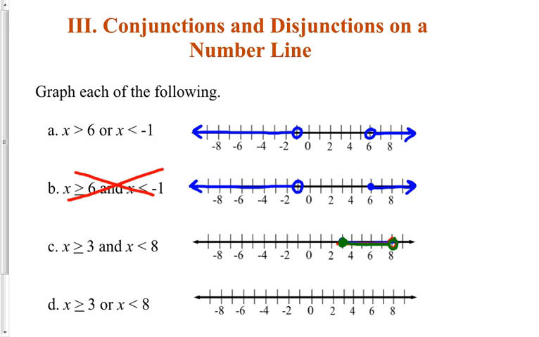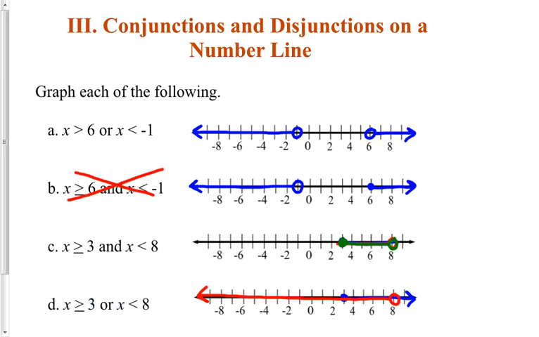Finally, part D. X is greater than or equal to 3, or x is less than 8. Well, greater than or equal to 3 is graphed there, and less than 8 is graphed there. Now the statement in part D is a disjunction because of the use of the word or. That means we need to satisfy one or the other inequality, or both of them at the same time.